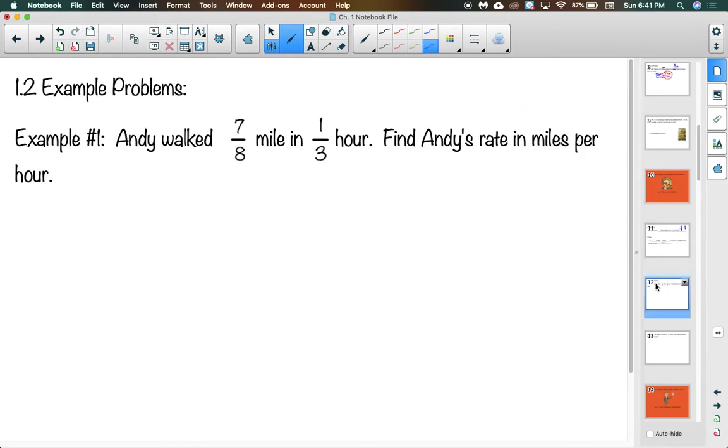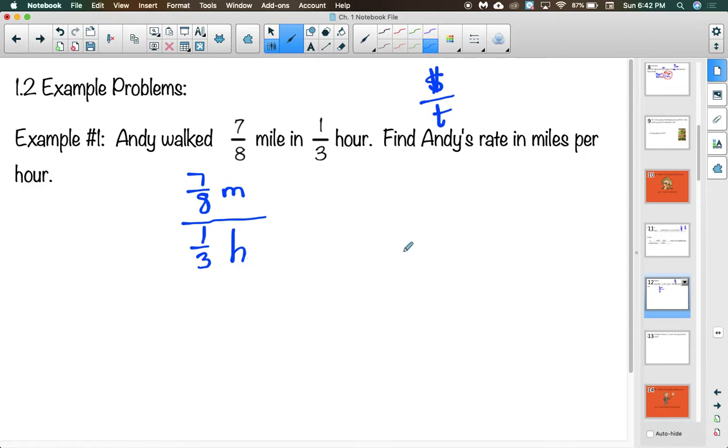Two examples. Here's number 1. Andy walked 7/8 of a mile in 1/3 of an hour. Find Andy's rate in miles per hour. So miles per hour means miles in 1 hour, so we're finding a unit rate. So remember to write this. We always want to try for money in the top, time in the bottom. No money, but we do have time, so it's going to be 7/8 of a mile in the numerator and 1/3 of an hour in the denominator.